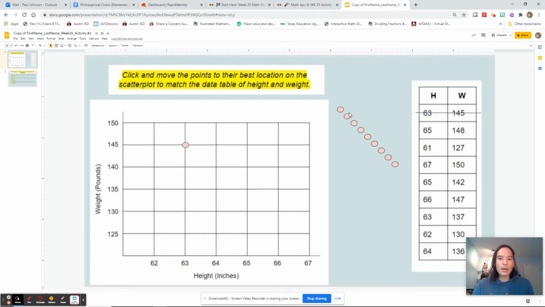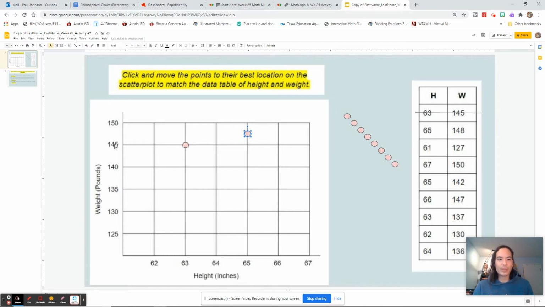All right, so next point, I'm going to do 65 on my input, 148 on my output. So I'm going to run 65, and I'm going to jump past 145, but not quite to 150 because it's 148. So somewhere between 145 and 150, 148 is right about, actually, if you think about it, 45, 46, 47, 48, 49. Yeah, so right about there.